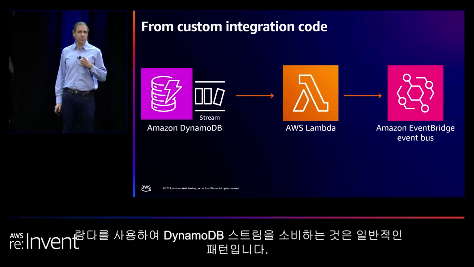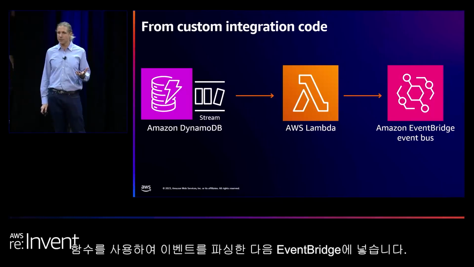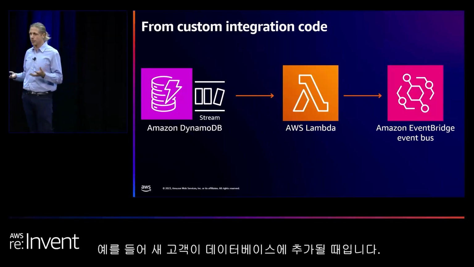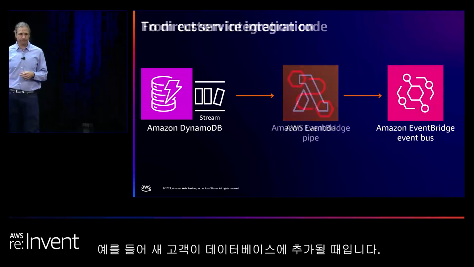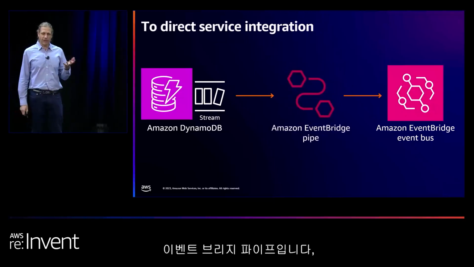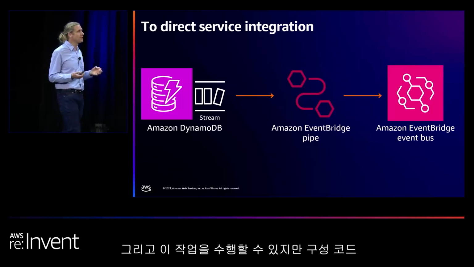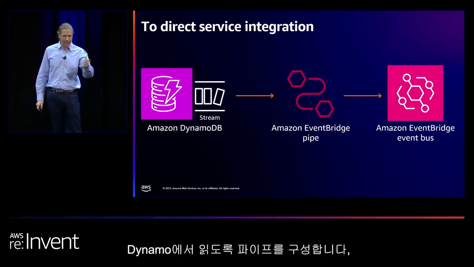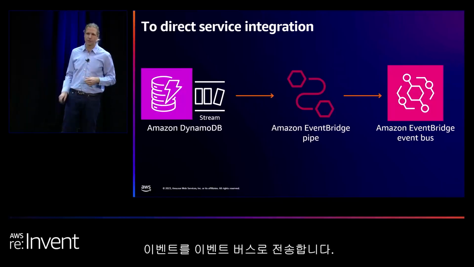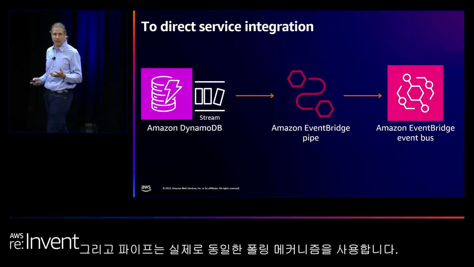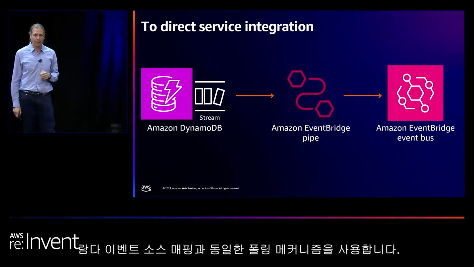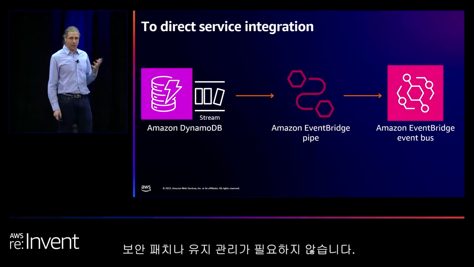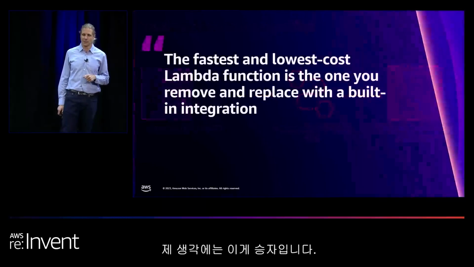It's a common pattern to consume DynamoDB streams using a Lambda function to parse the events and then put them on EventBridge. Maybe for a downstream service to take some action when a new customer is added to a database, for example. Well, EventBridge Pipes, if you're not aware, is another part of the EventBridge family and allows you to do just this, but with configuration code rather than Lambda code. You configure the pipe to read from Dynamo, and then there's a built-in integration to send the event to an event bus. And the pipe actually uses the same polling mechanism under the hood as the Lambda event source mapping, but the code to move the data is just handled for you. Just manage your configuration, which doesn't need security patching or any maintenance. It's a winner in my book.